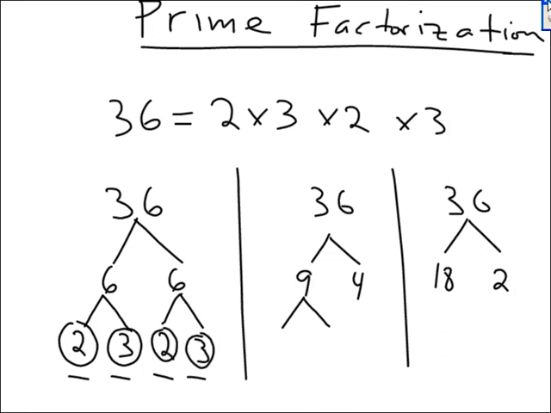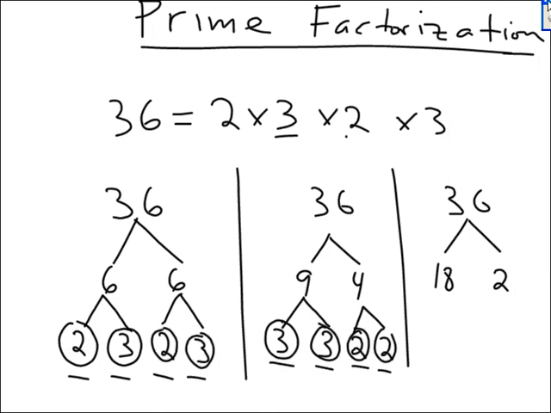Now 9 can be broken down: 3 times 3, and the 3's are prime. 4 can be broken down: 2 times 2, and those are prime. And once again, we have two 3's and two 2's.